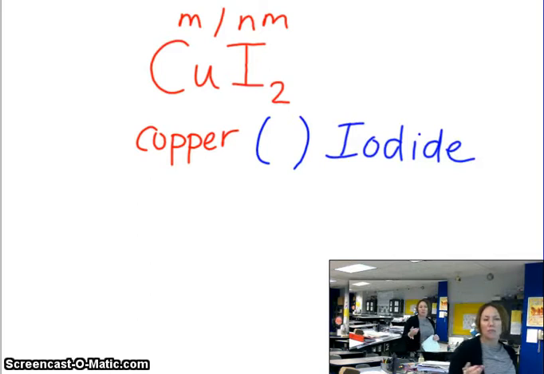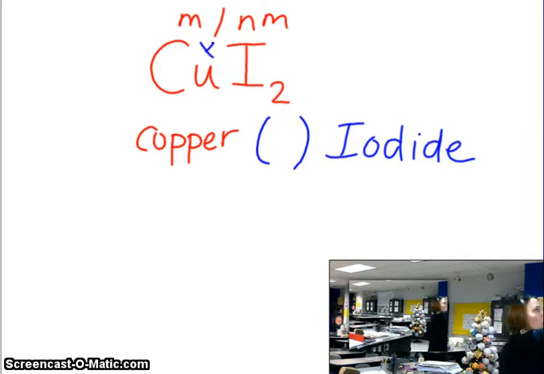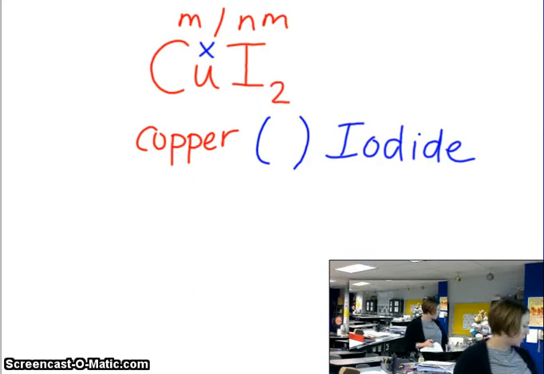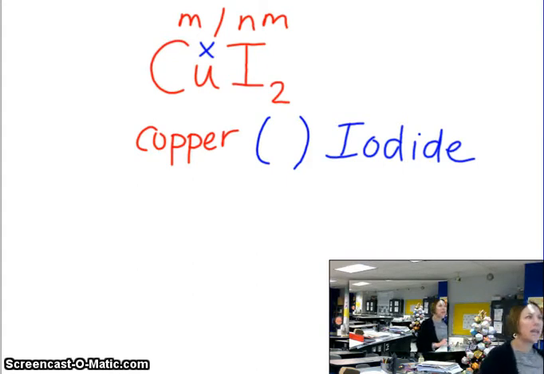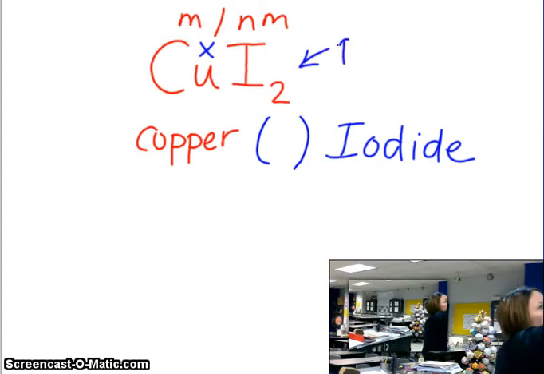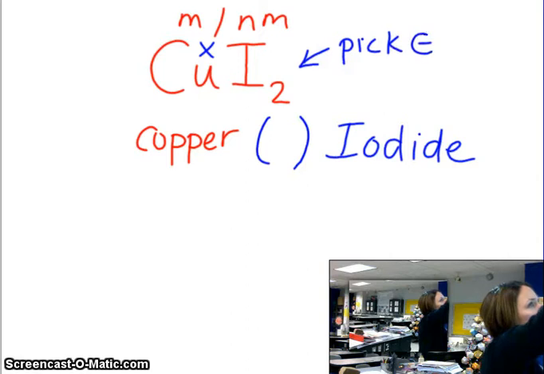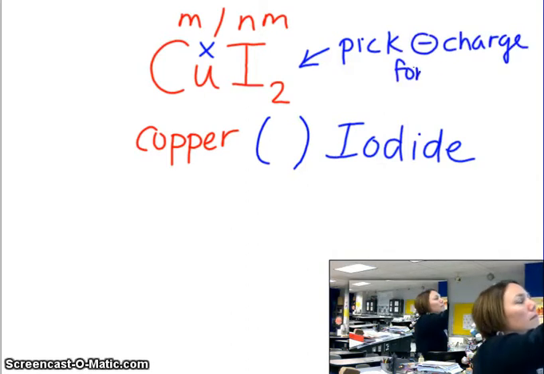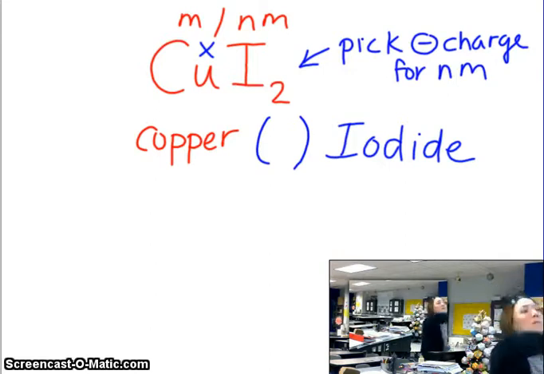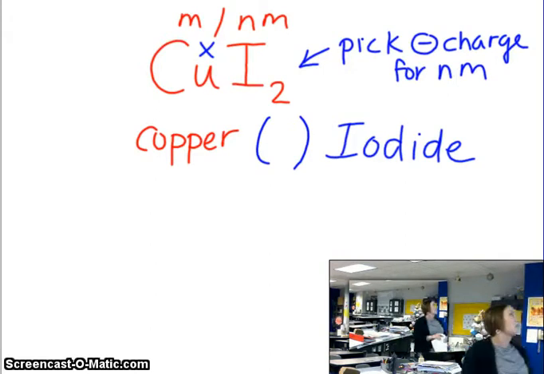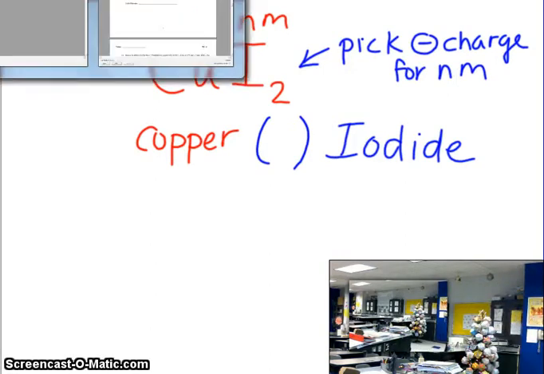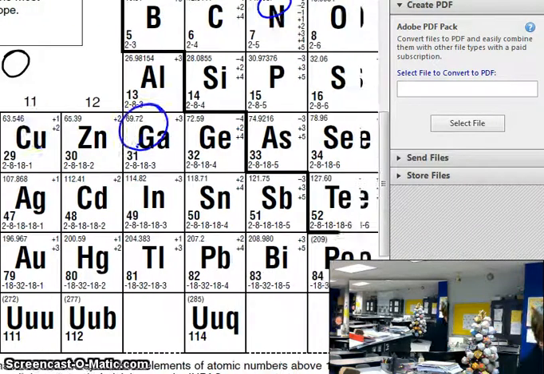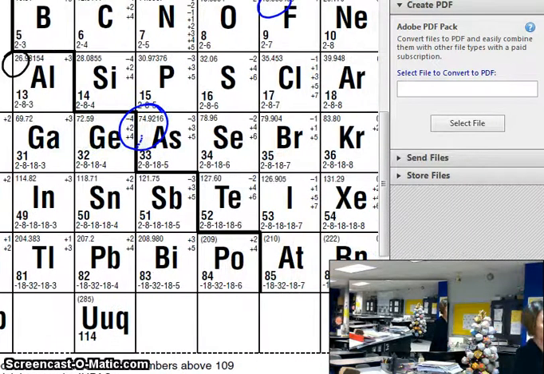To figure out the something, we'll put an X for copper because we don't know if it's going to be the +1 or +2. We go and look up the non-metal charge. And you always have to pick the negative for the non-metal. The metal will always be positive, a cation, and the non-metal will always be negative, an anion. So we'll go here and we'll look up iodine's charge. So we just have to scooch over a little bit more, and here's our iodine.